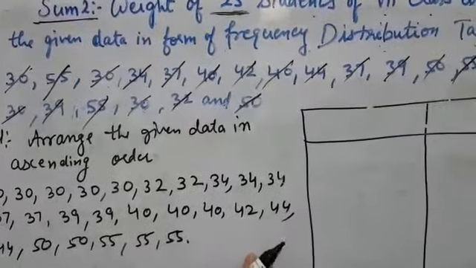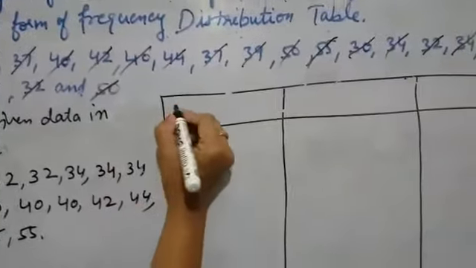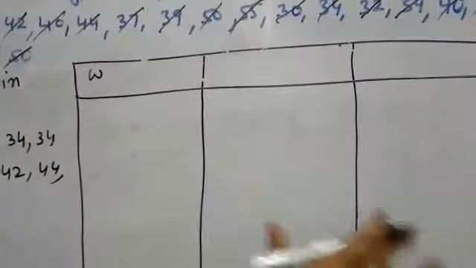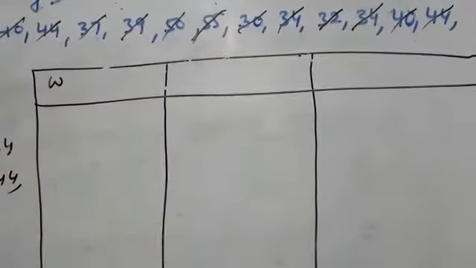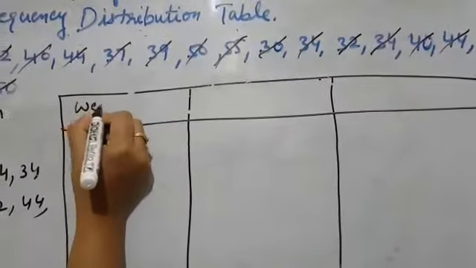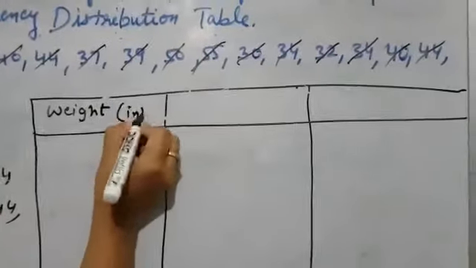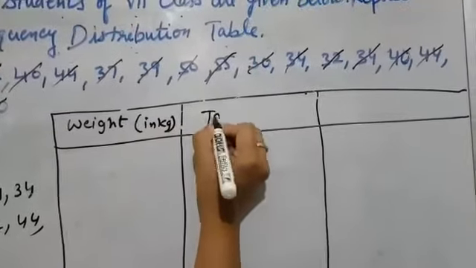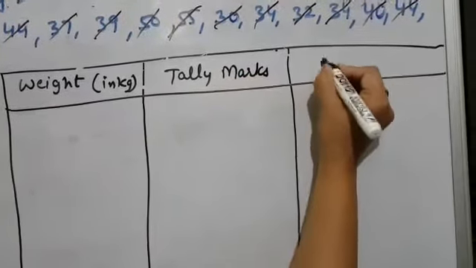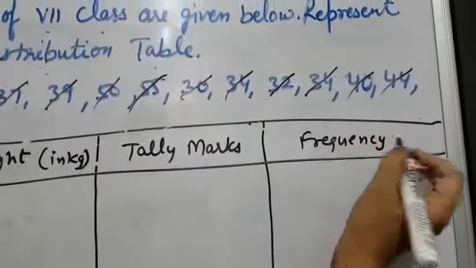Now what will we do? We will arrange the data in frequency distribution form. So first of all, we will make this table. This table is called frequency distribution table, in which there are 3 columns. We have divided this table into 3 columns. Now this is weight in kg. Second column will be tally marks, and next frequency. Frequency is also called counting.